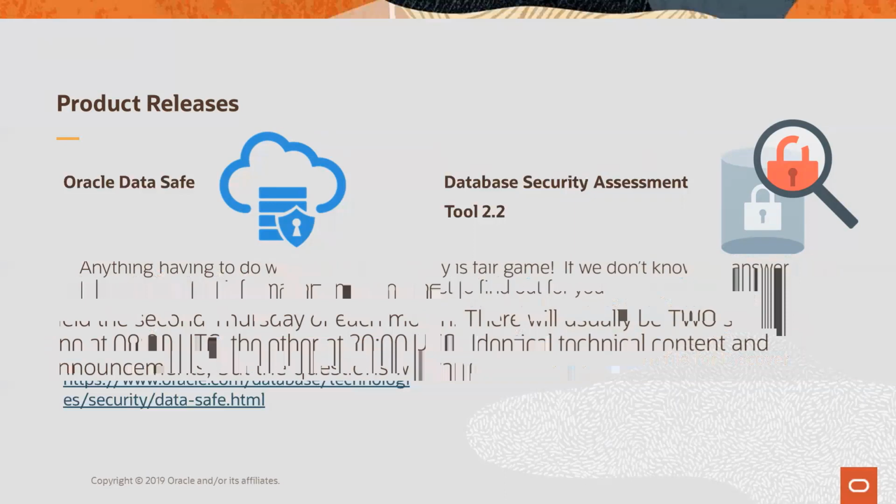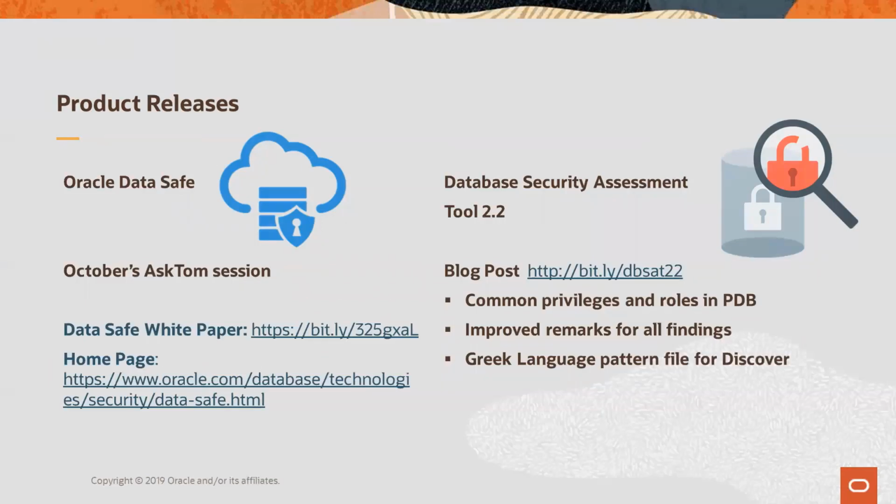We have Database Security Assessment Tool 2.2, which was just released. We added a few things in here, including common privileges and roles, identifying those, some more improved remarks around the findings. We clarified some things there, and then a Greek language pattern file for discovery too. So if you're discovering sensitive data in Greek language, you can do it now with DBSAT.